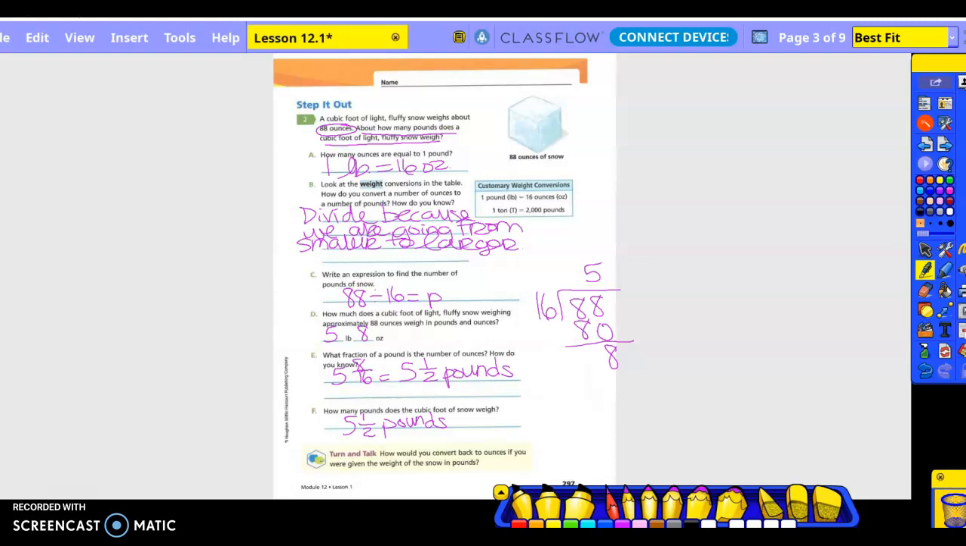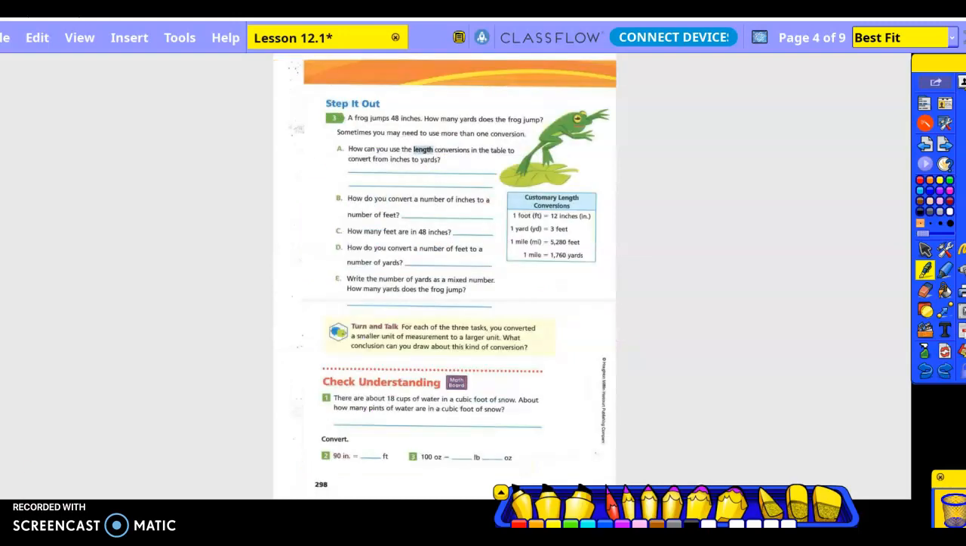And then letter F, how many pounds does a cubic foot of snow weigh? 5.5 pounds. Step it out. Number 3, a frog jumps 48 inches. How many yards does the frog jump? So 48 inches, and then I want to know yards.